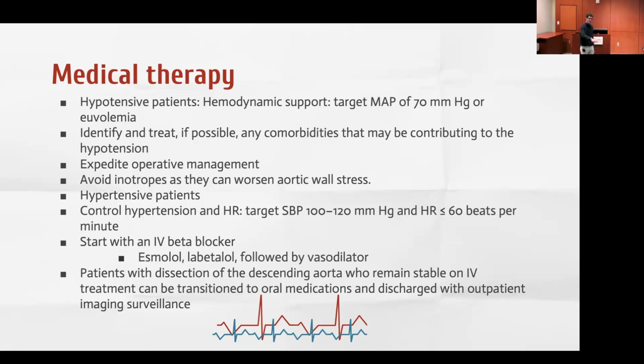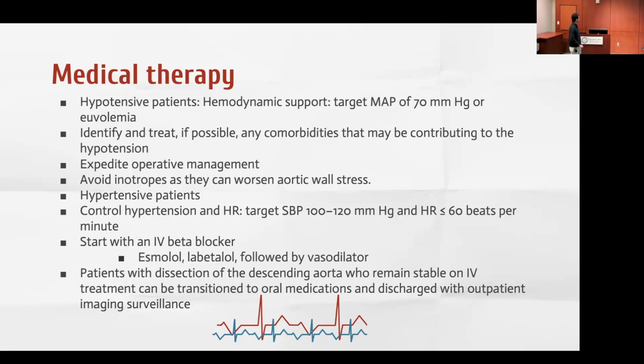So we give them an IV beta blocker and then a vasodilator. We do that in that order. It's very important: IV beta blocker, followed by the vasodilator. We do that after the beta blocker because we don't want to have reflex tachycardia. Sometimes some patients cannot tolerate beta blockers, where it may be contraindicated. So we'll give them a calcium channel blocker.